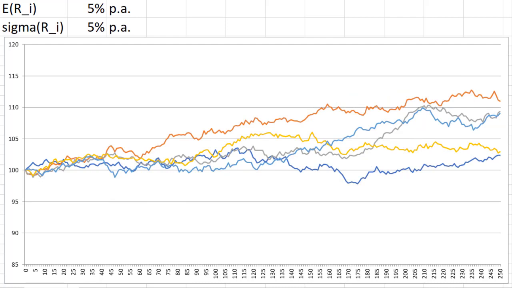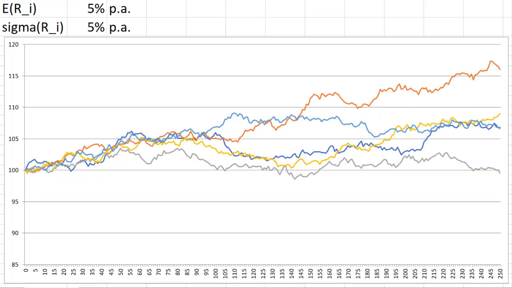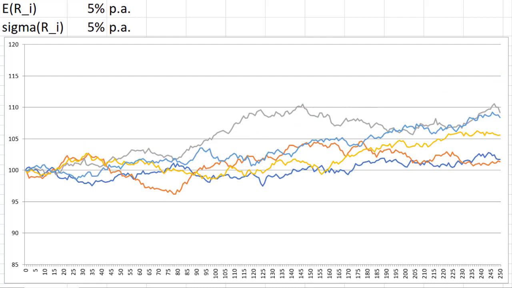See, this is another simulation for the price evolution, and maybe one more. And for each of these simulations I use the same parameters, 5% expected return and 5% volatility.